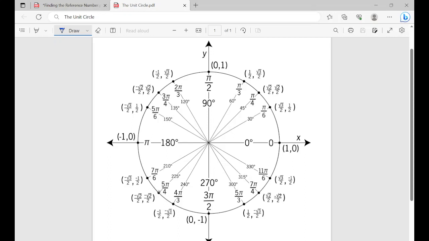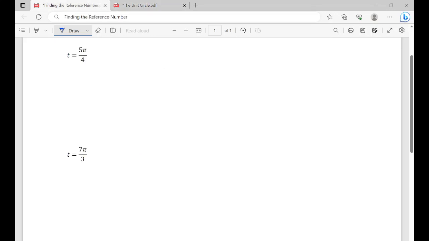So how far is it from here to the x-axis? What is this distance? From here to the x-axis is pi over 4. So our reference number here is pi over 4. And that's how you find it.